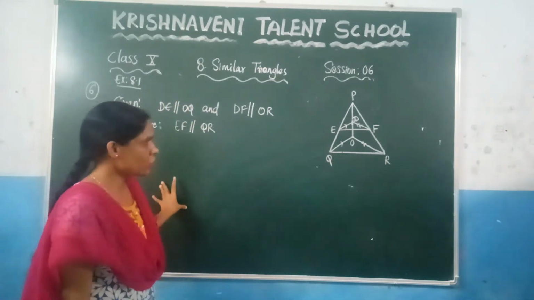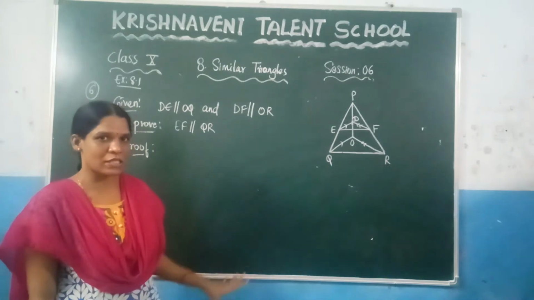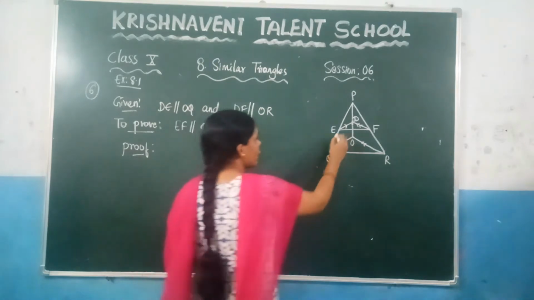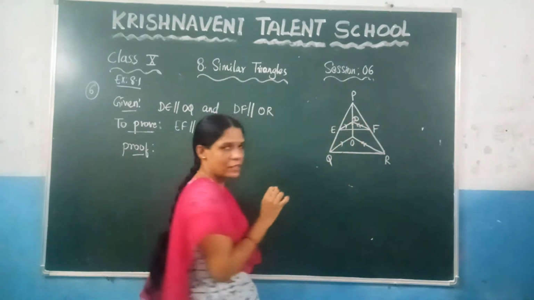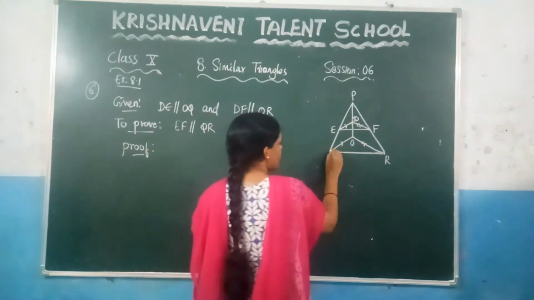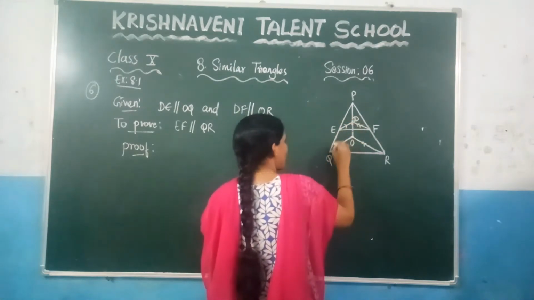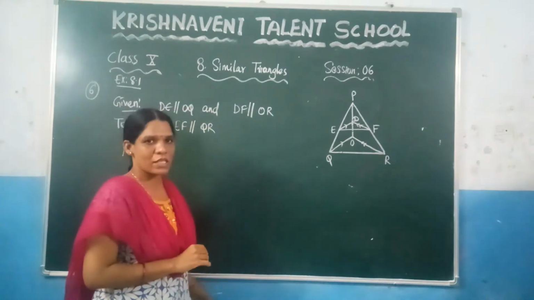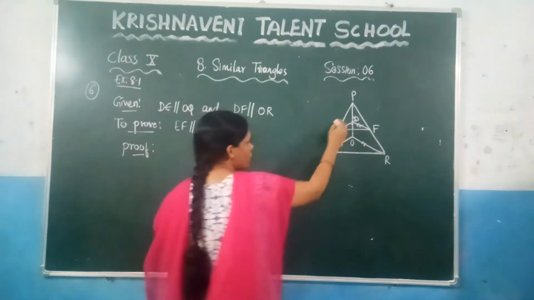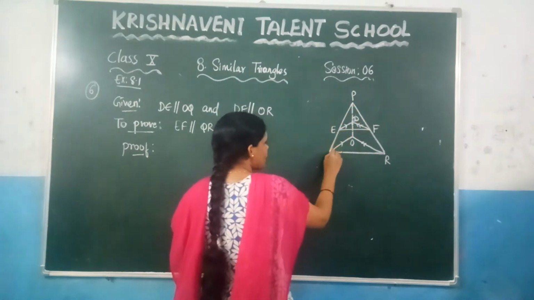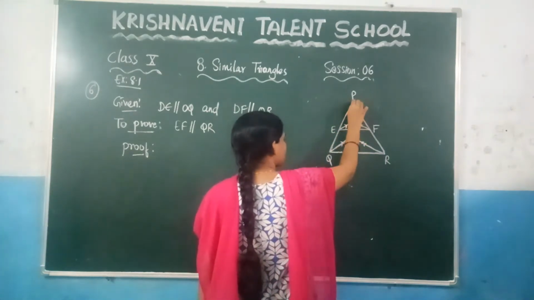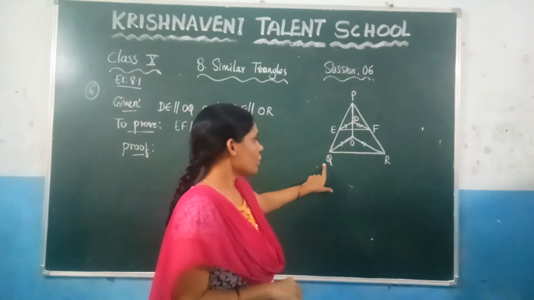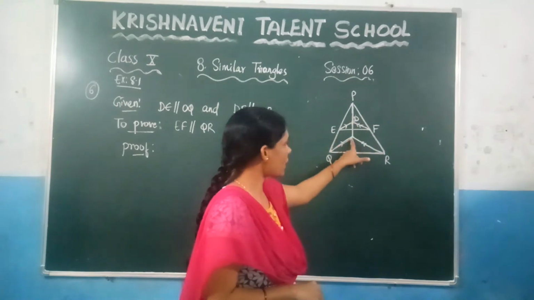So here you need to check in which triangle you need to choose such that DE is parallel to OQ is applicable. So here DE, where is DE? This is nothing but DE, right? And where is OQ? This is OQ. They said that these two lines are parallel. So if these two lines are parallel, in which triangle you need to choose? You can choose this triangle, which is nothing but POQ. If you consider this triangle, you can consider this line is parallel to this line.